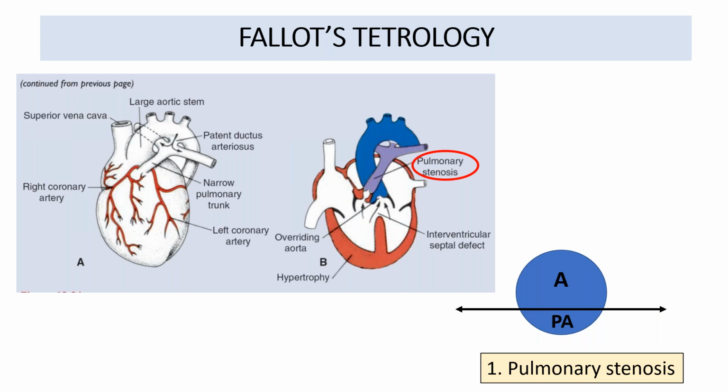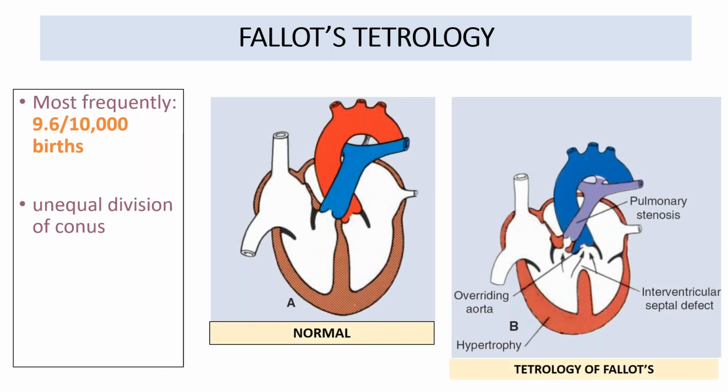Pulmonary stenosis is most frequently encountered, at 9.6 per 10,000 births. So unequal division of the conus is what happened, and this is how one of the effects will be pulmonary stenosis. Now, after this pulmonary stenosis, what will happen? This is the aorta. This aorta will override the right ventricle also.